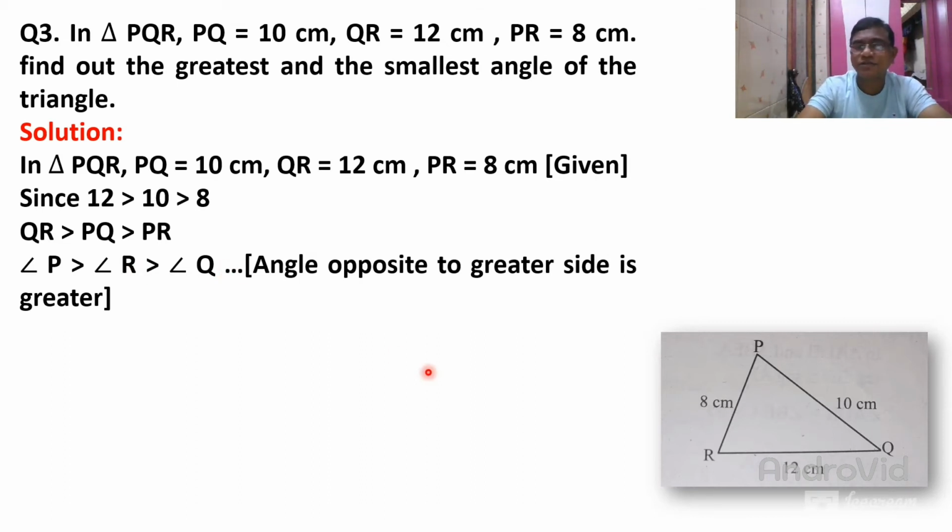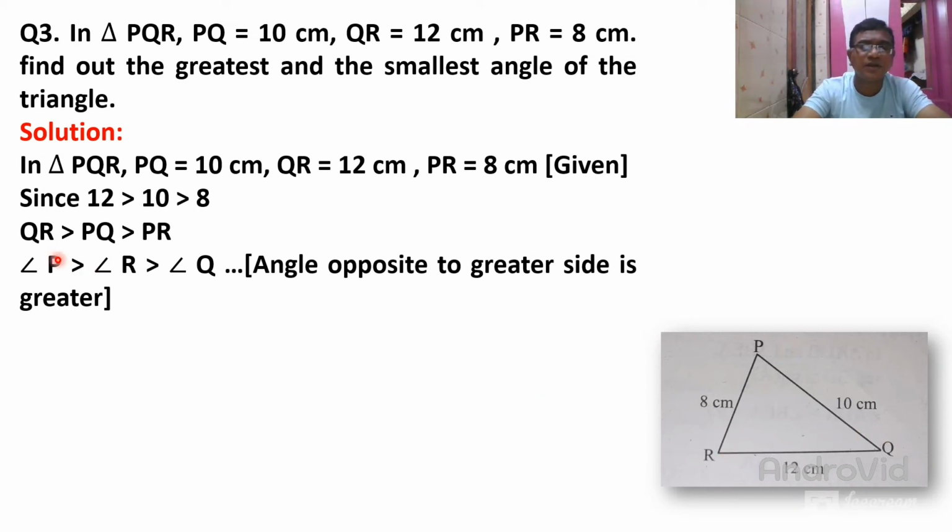Very simple. If you don't understand, here is the given reason: the angle opposite to the greater side is greater. So the length is greater, so the opposite angle is greater, so P is greater because QR is greater. Then PQ is smaller than QR, so the opposite angle R is smaller than P. Then for this 8 centimeter PR, the opposite angle Q is smaller than who? Q is smaller than R.